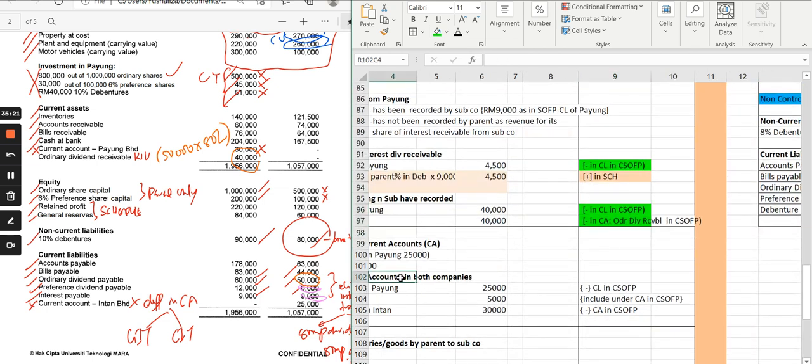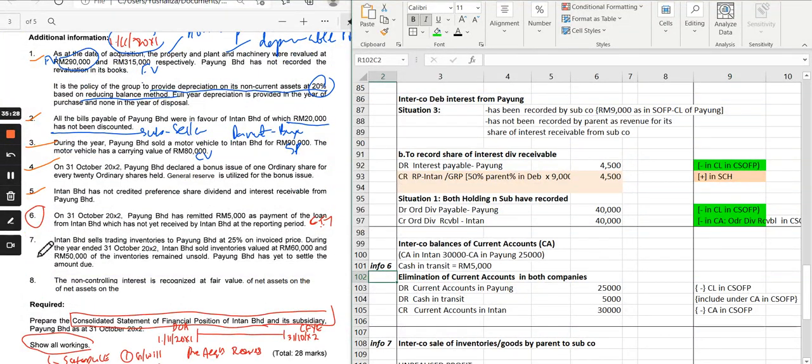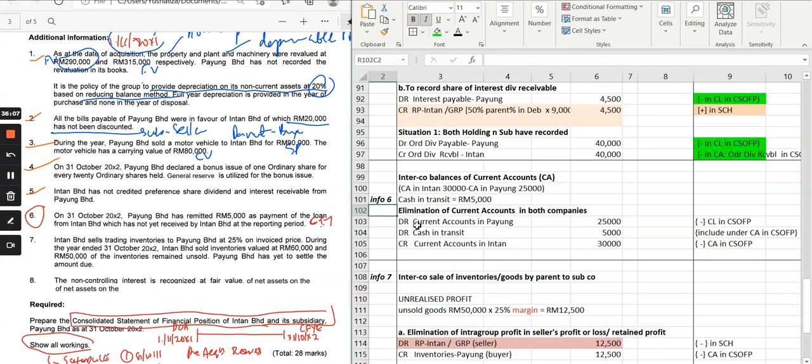Next is the last few things before we move on to our preparation of consolidated statement of financial position in the next video. So number 6, I've mentioned that the difference in the current account was due to the loan payment being made by Payung. Payung took a loan from the parent company. Now Payung remitted 5,000, but Intan has not yet received the payment as at the reporting period, 31st of October 2000X2. For consolidation purposes, you need to assume as if the payment has been received. So this 5,000 will be reported as cash in transit. And how? You will go and eliminate the current account balances and record the cash in transit.